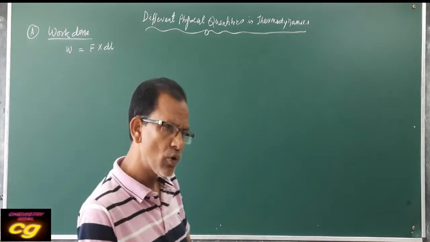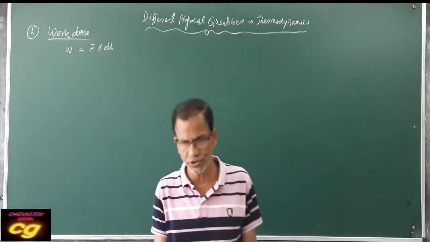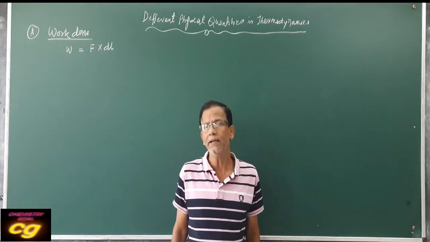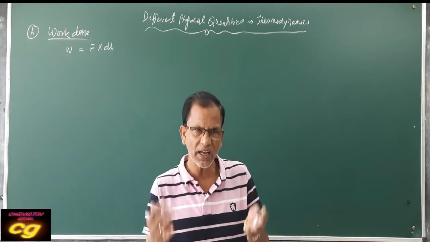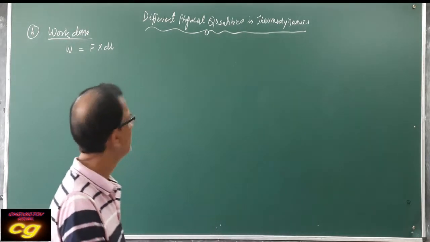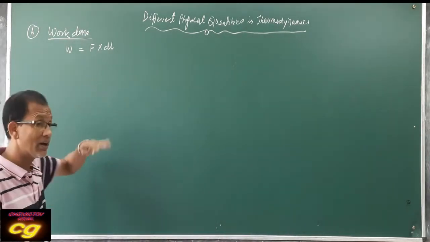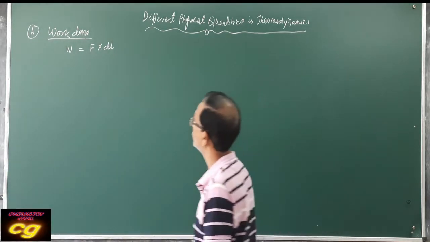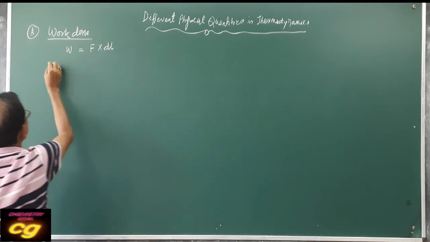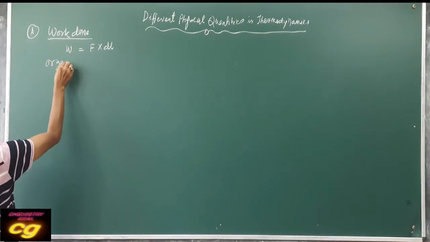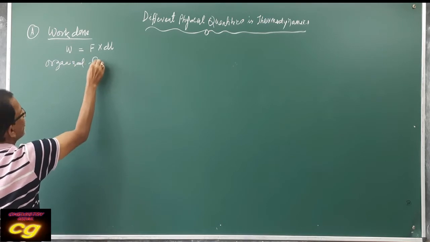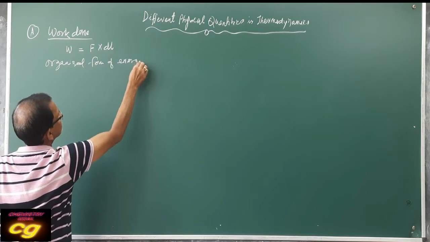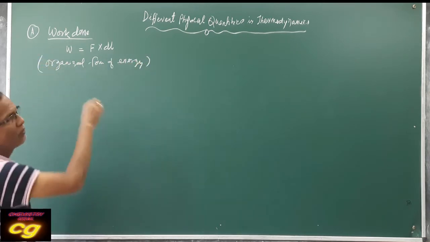Work done is also called an organized form of energy, so that work done will be maximum. It indicates that maximum energy is gained by the system. So we can say it is an organized form of energy. Work is also called an organized form of energy.